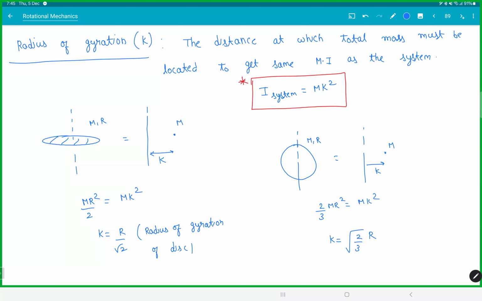Got this, everyone? So in that question, if someone gives you radius of gyration, mk square, that's it. I don't care what is the shape. So they will say like this, for a cylinder, the radius of gyration is 10 centimeter, mass is 50 grams. I don't even care what is the shape. I'll do mk square. Clear?